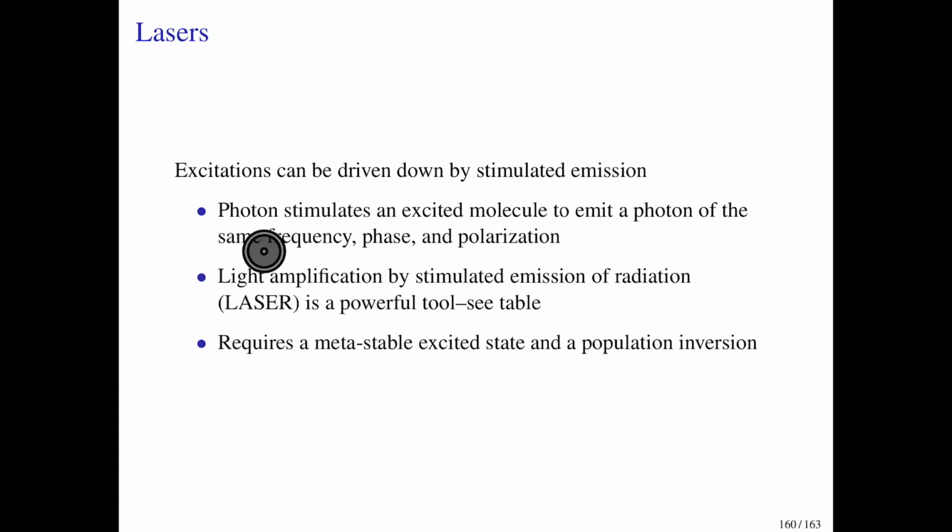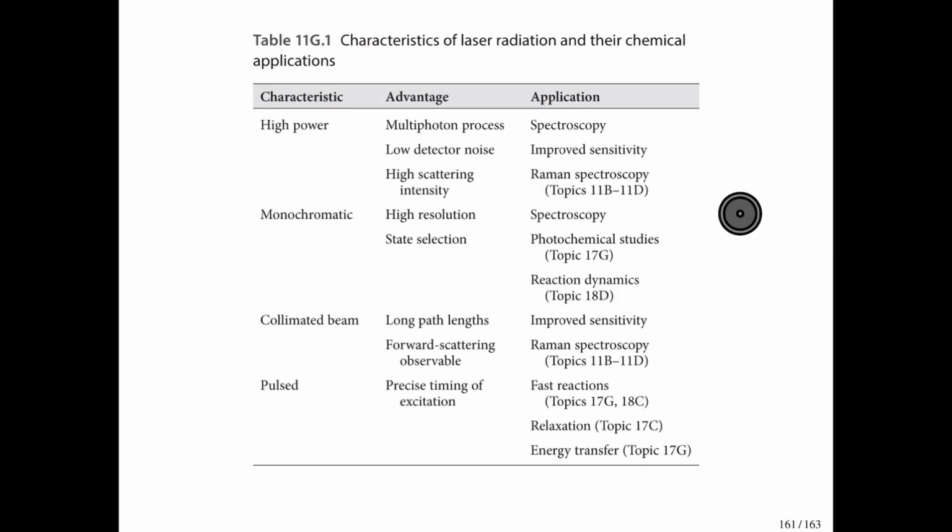And lasers are a very powerful tool in chemistry, physics, and other subjects as well. So let's go through this table here just to highlight some of the characteristics of laser light as well as some of the applications. One application is that laser light can have a very high intensity, and so that's very useful for scattering types of spectroscopies where the cross section for scattering is quite low. You need a very intense light source in order to create enough scattered light to detect it.